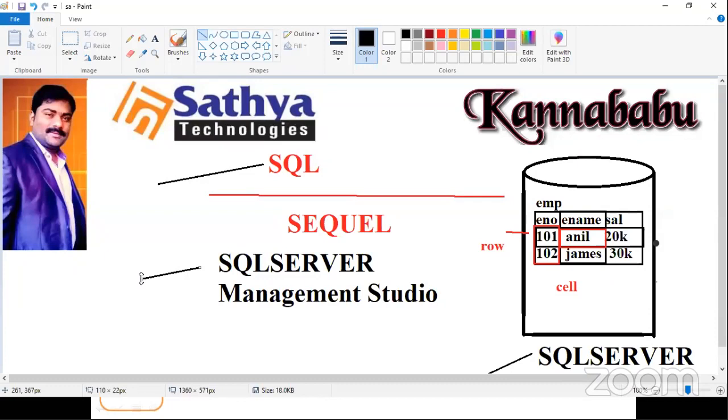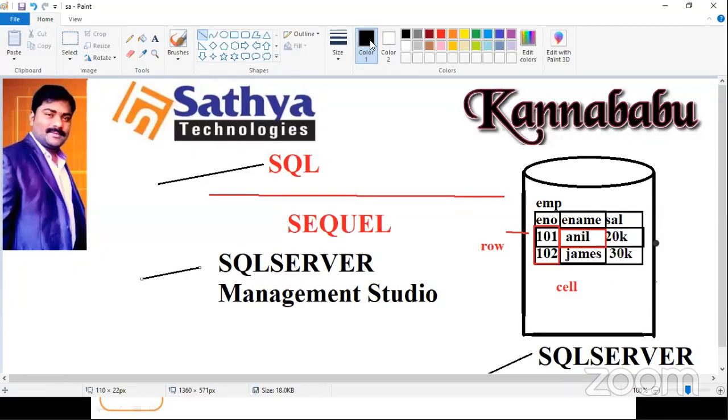SQL is a language. Java is a language. But if you want to write a program in Java, one editor is required. Python is a language. Any language you learn, in order to write the programs, one editor is required. You know the English language, but in order to write English, one book and one pen are required. Similarly, in order to write the queries, one editor is required. That is SQL Server Management Studio.